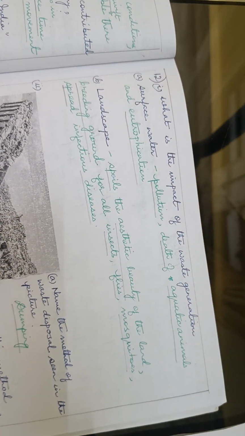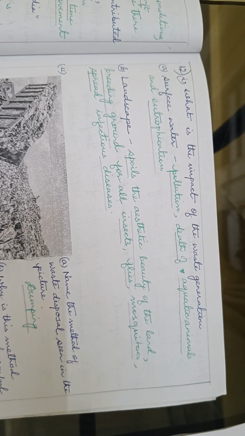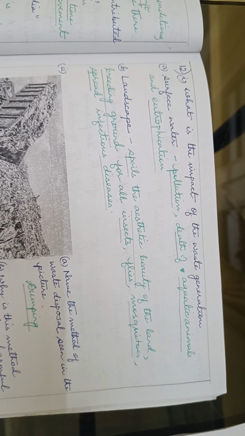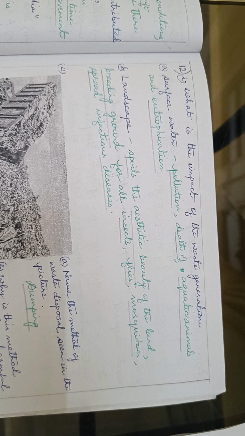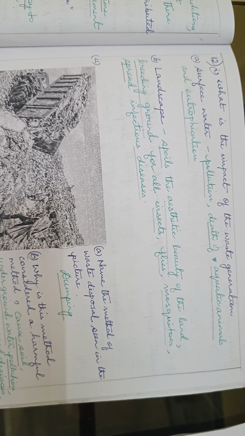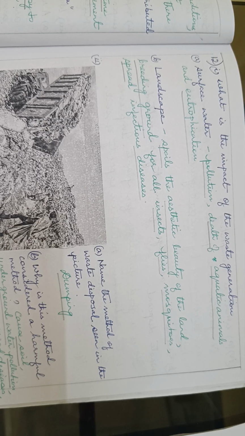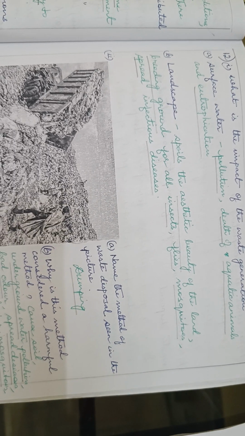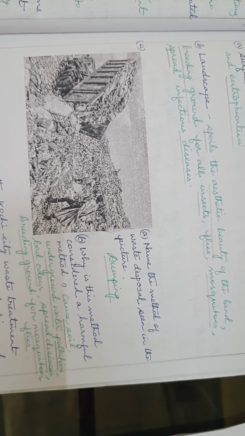Question number 12. Roman number 1. The impact of waste generation on surface water is causes pollution, death of aquatic animals, and eutrophication. In landscape, spoils the aesthetic beauty of the land, breeding ground for insects, flies, mosquitoes, and spread infectious diseases.